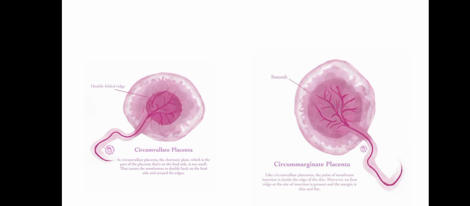Circumvallate and circummarginate placenta are just abnormal placentations. The shape of the placenta, the chorion is too short. The chorion is the fetal side, so the placenta has to fold on itself. Just have a look at the difference. There is the circumvallate and the circummarginate placenta. They are mostly similar except for the shape and the folding.